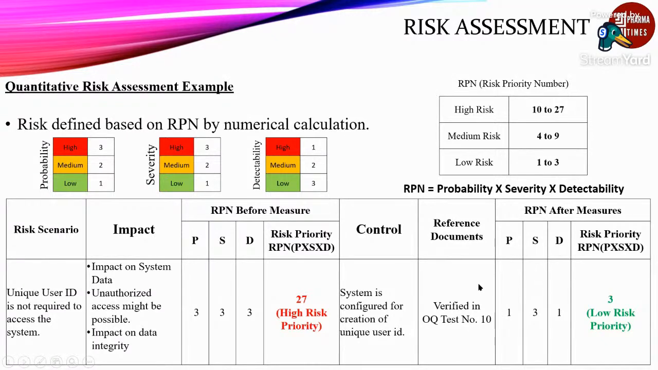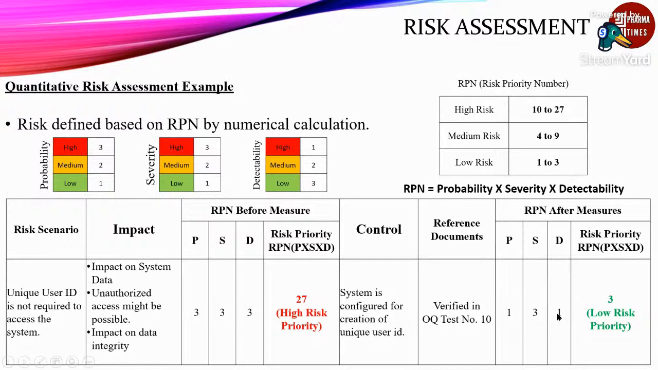Then severity is as it is, because what is the impact on data integrity, or we can say the system. So it is the same as before. Then what is the detectability? I found that controls are already there in this system. So my detectability is high, meaning the control or detection level of this risk scenario is high. So I define P as number 1, S as number 3, and D as number 1.